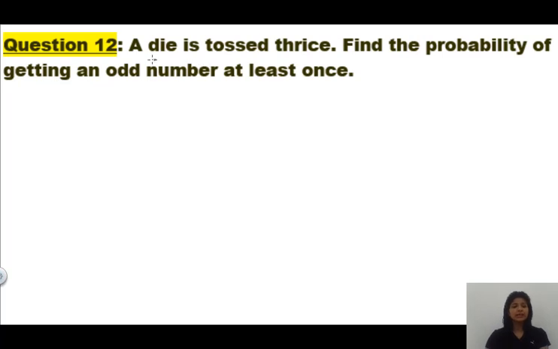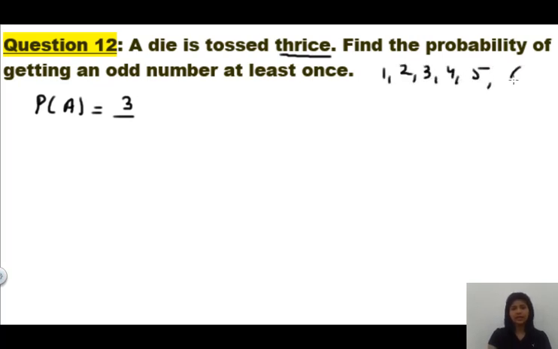Here is question number 12. A die is tossed thrice. 3 times you are tossing the die. Find the probability of getting an odd number at least 1. Probability of getting the odd number is, out of 6, 3 are odd. The odd are 1, 3 and 5. 3 out of 6. So the probability is 1 by 2.